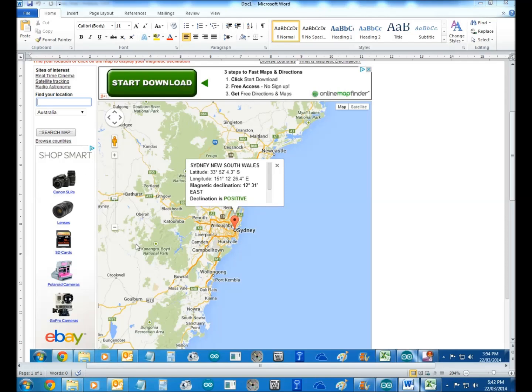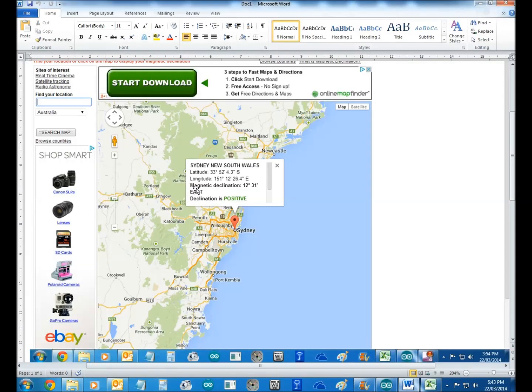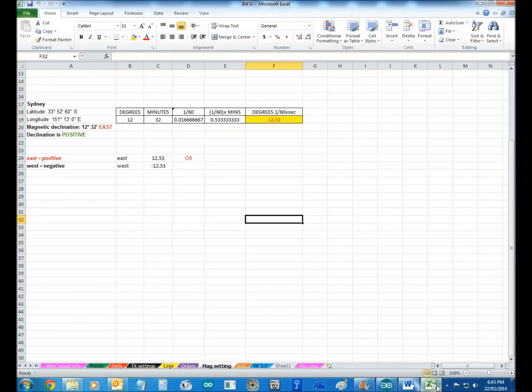Just punch into Google magnetic declination, just pick out a website. I use this one, it's the first one that comes up. You can punch in your location, Australia, Sydney. Copied and pasted that into a spreadsheet. Okay, so what's important here is the magnetic declination number, which is 12 degrees and 31 minutes, and the east, which is positive. So that's all that's relevant to you.